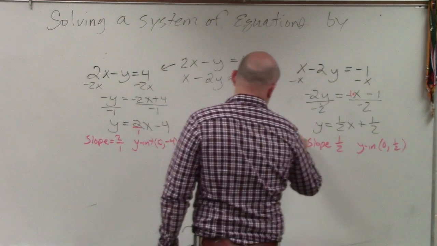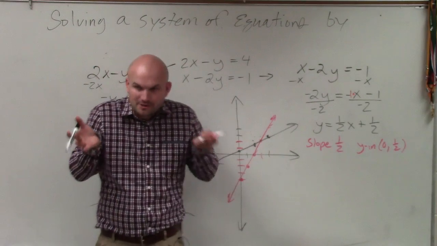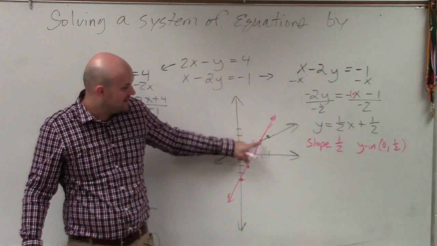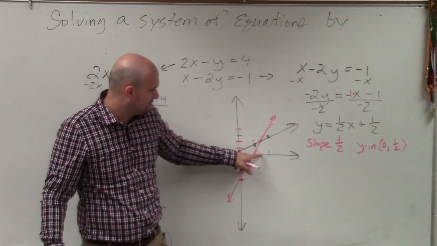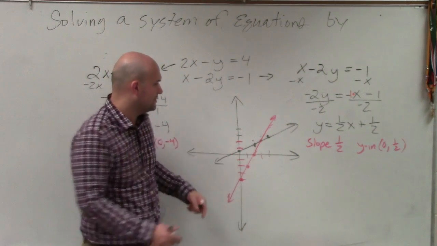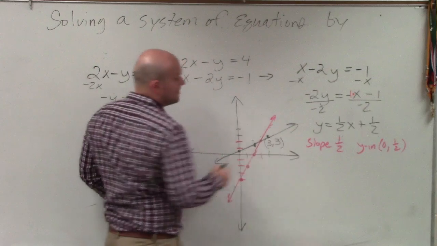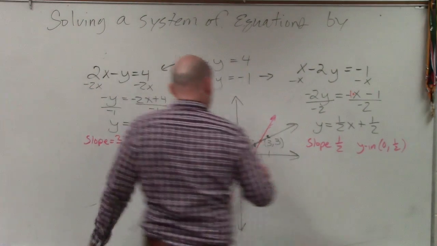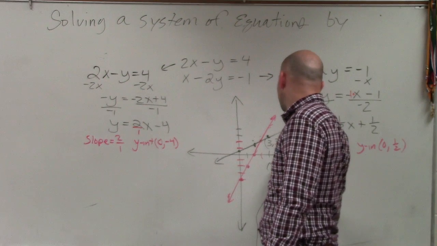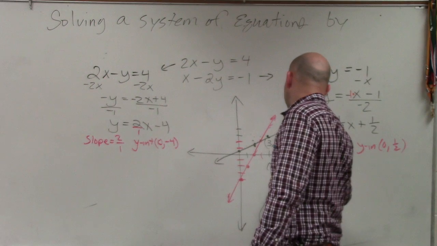So if I graph mine, it seems like they intersect. And again, guys, I could be wrong. I don't have graph paper, so I'm just trying to do the best with what I have. It seems that they intersect at the coordinate point 3, comma 3. So that is my solution. And since they intersect, it is consistent and independent.